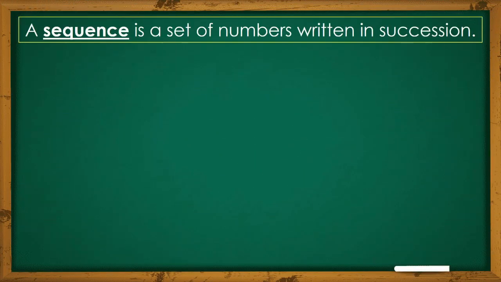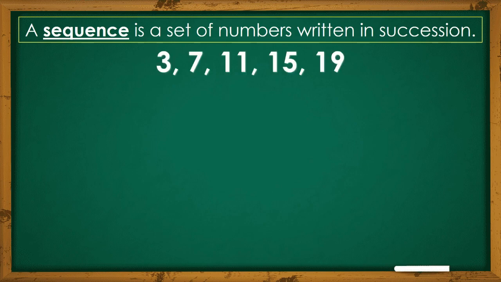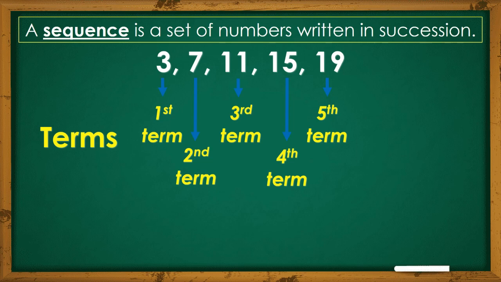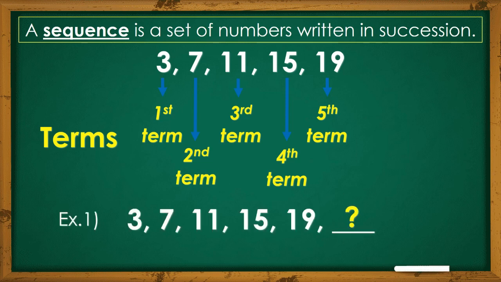A few minutes later. Base sa ating definition of terms, a sequence is a set of numbers written in succession. Example, 3, 7, 11, 15, and 19. Ang tawag sa kanila ay mga terms, terms of a sequence. First term, second term, third term, fourth term, and fifth term, and so on and so forth. Dahil ang sequence ay isang succession, pwede tayong magdagdag ng mga terms na maaaring sumunod sa ating given example sequence.